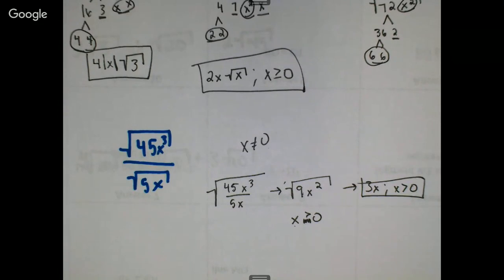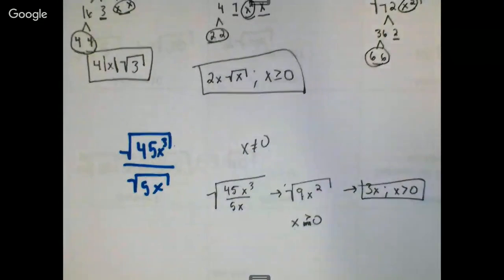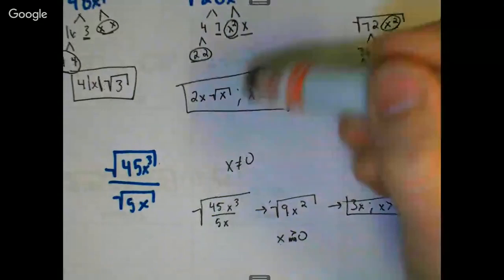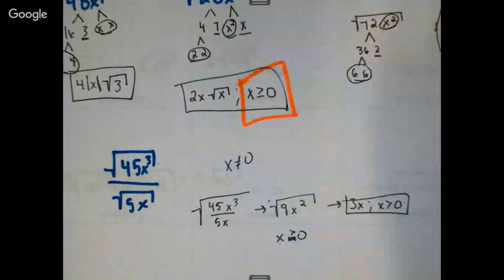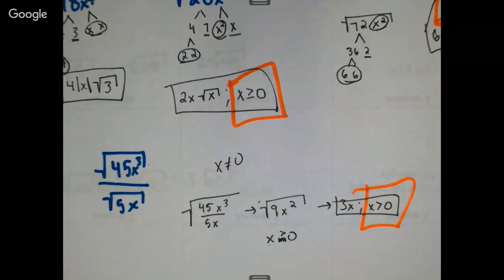And we are simplifying. So you've done this part before. We're just really adding in this domain restriction stuff. Okay, that's the college algebra stuff that we're getting to.